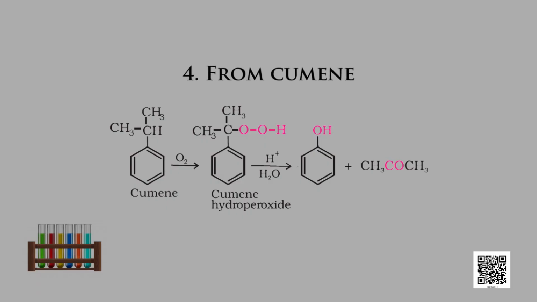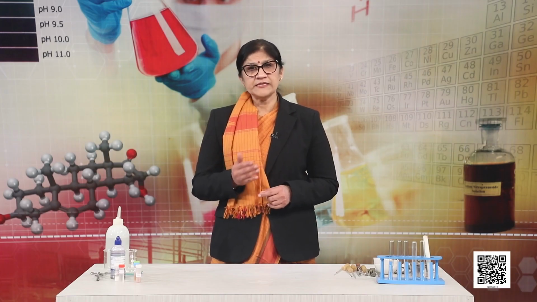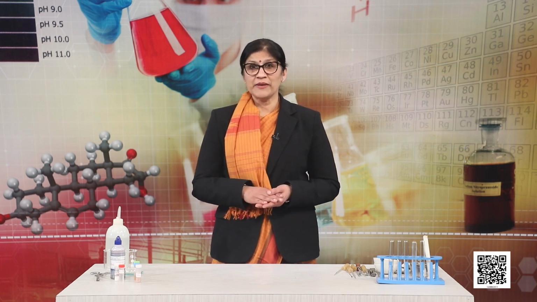And the fourth method is from cumene. Phenol is manufactured from the hydrocarbon cumene. Cumene, that is isopropyl benzene, is oxidized in the presence of air to cumene hydroperoxide. It is converted to phenol and acetone by treating it with dilute acid. Acetone, a byproduct of this reaction, is also obtained in large quantities by this method.